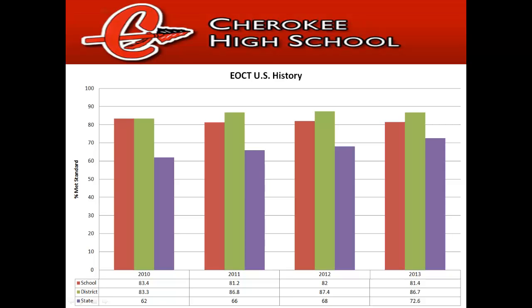Cherokee County, however, saw an increase over that same time period, from 83.3% in 2010 to 86.7% in 2013. The state saw the greatest increase during this time period, from 62% in 2010 to 72.6% in 2013. So while the school and the district were seeing small shrinkages, or small gains in the case of the Cherokee High School and the county, the state saw a marked 10.6% increase in the U.S. history test.